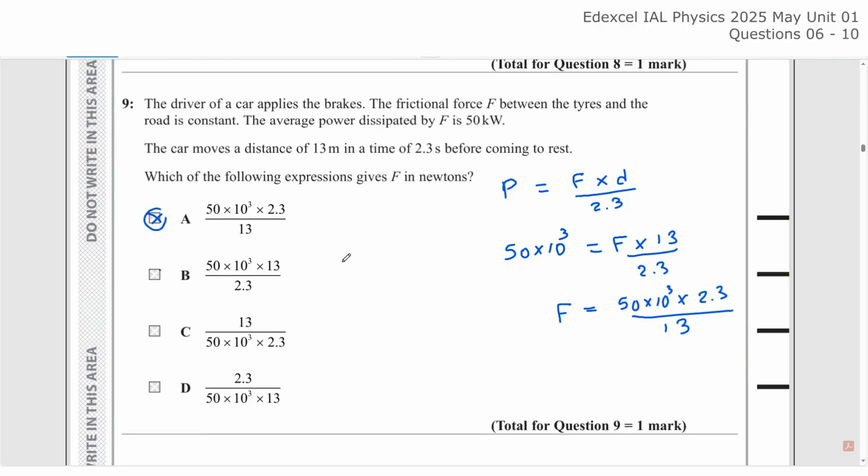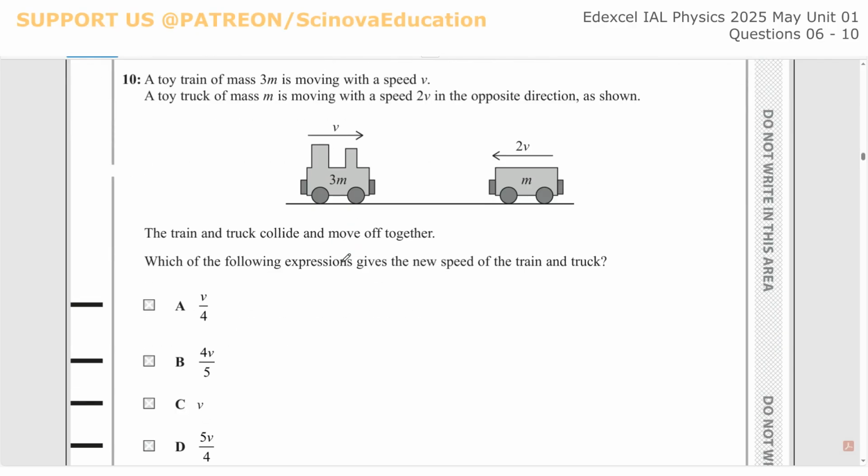Let's move on to question 10. A toy train of mass 3m is moving with a speed v, and a toy truck of mass m is moving with a speed of 2v in the opposite direction as shown. Train and the truck collide and move off together. Which of the following expressions gives the new speed of the train and the truck?